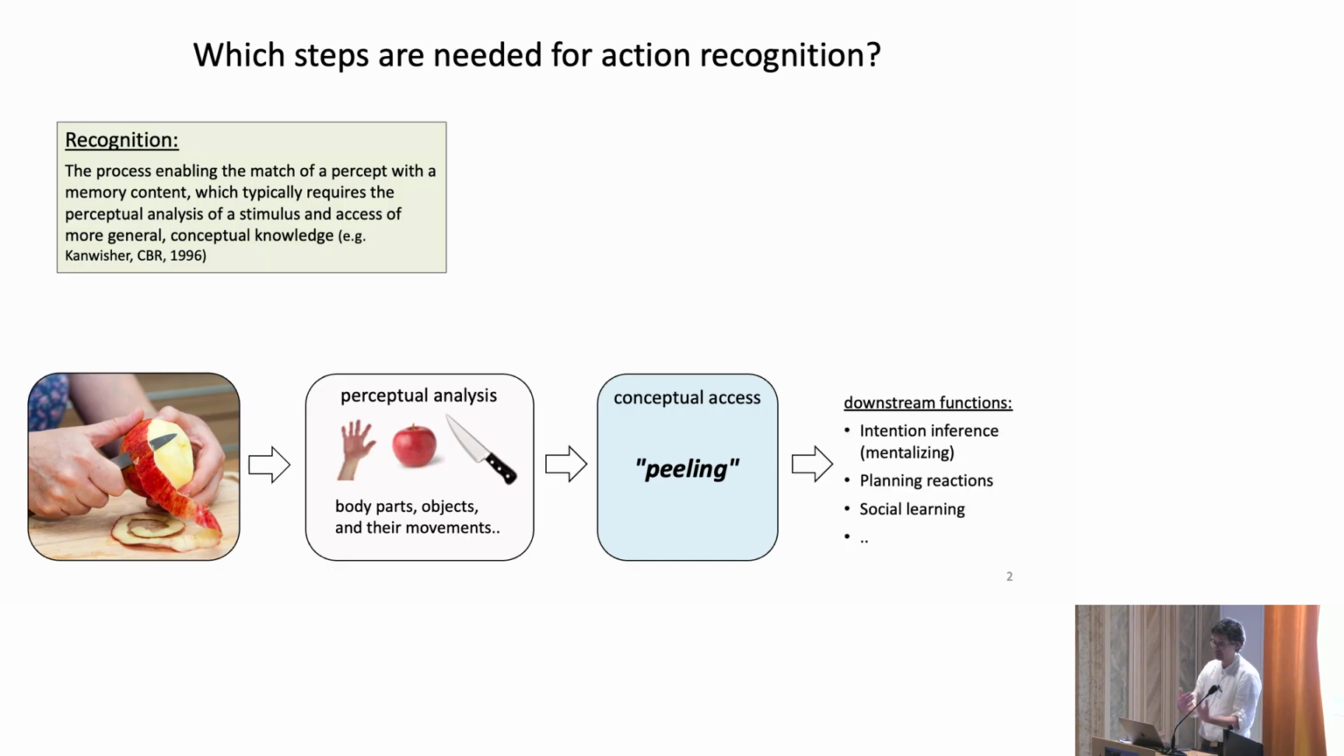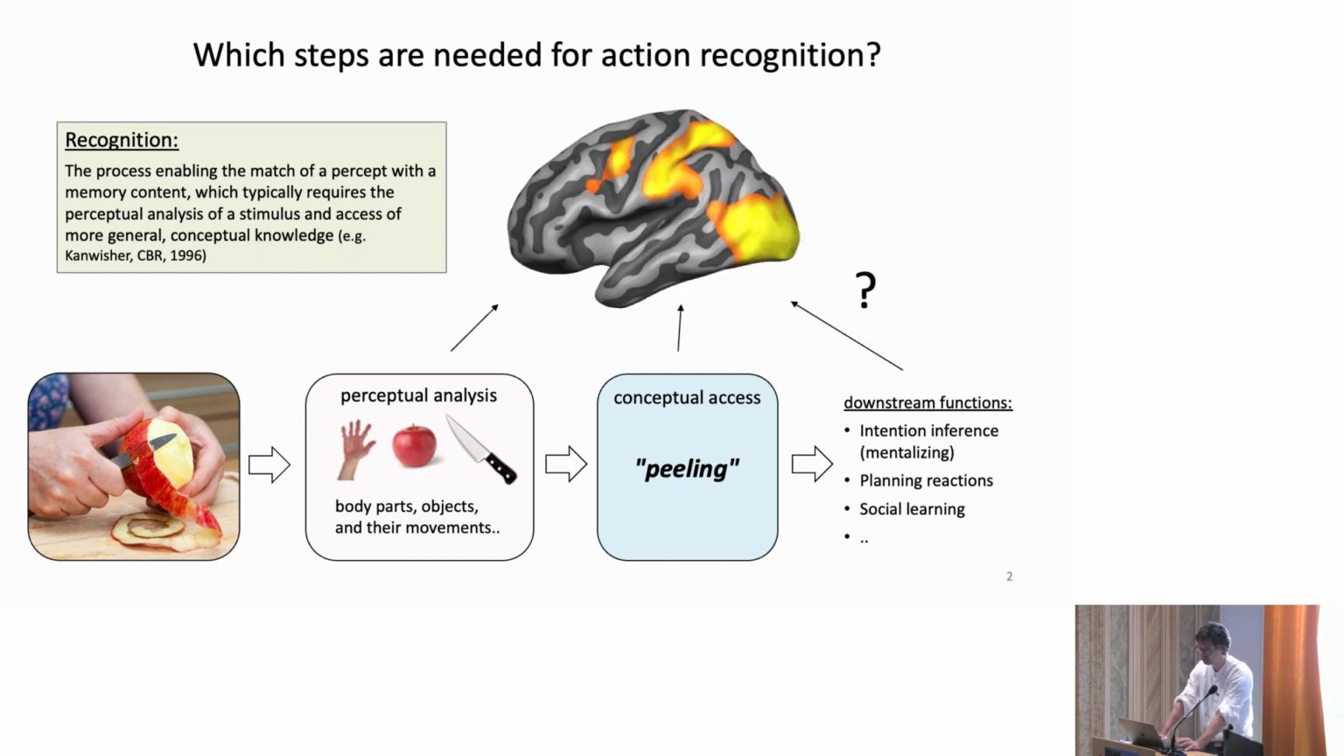Now, this conceptual level may then serve as the basis for further downstream functions, for example, inferring underlying motives and intentions of the action, for example, that the person is going to eat the apple, or to plan and select putative reactions or social learning. So, how do these different processing stages map onto the action observation network? Now, in my talk, I will mainly focus on the core recognition process, that is, how the brain manages to access the conceptual stage. So that's the first question I would like to address today.